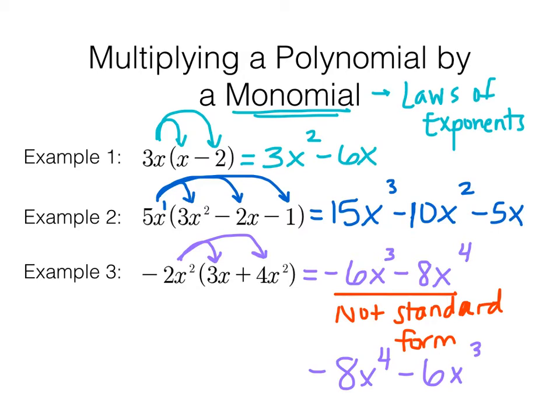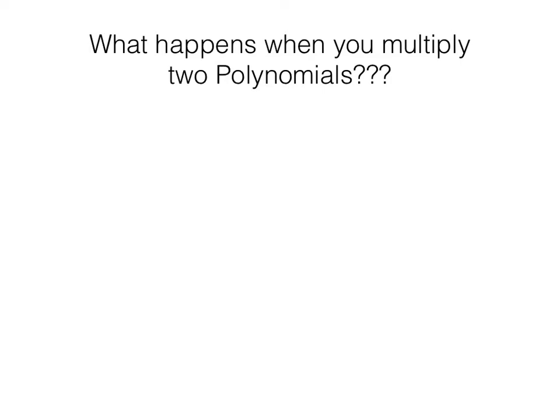So that's a polynomial times a monomial. So really it is just distributive property on steroids. It's distributive property, but we also have to think about our exponent rules. What happens when you multiply 2 polynomials? Well, let's think in terms of something simple to begin with. Let's say 2x plus 3 times x plus 4.